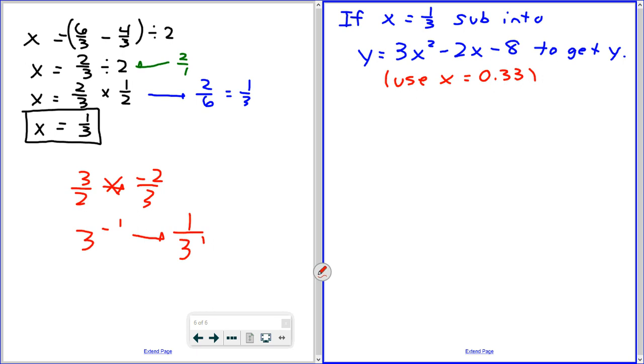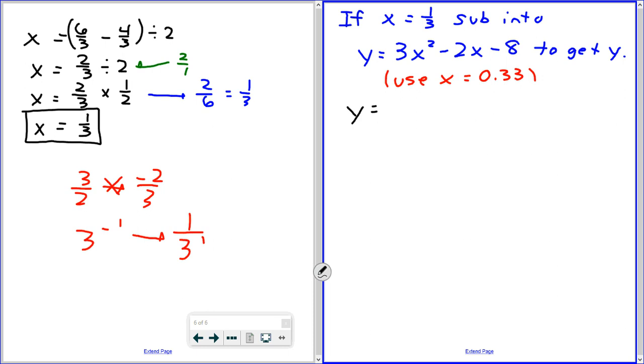And don't ever tell your parents or other math teachers I did that, okay? Just because with fractions, it's going to get really messy. So instead of using 1/3 for x, I'm just going to use 0.33, okay? So take a second, plug that in. If you don't know what I'm talking about, this is it.